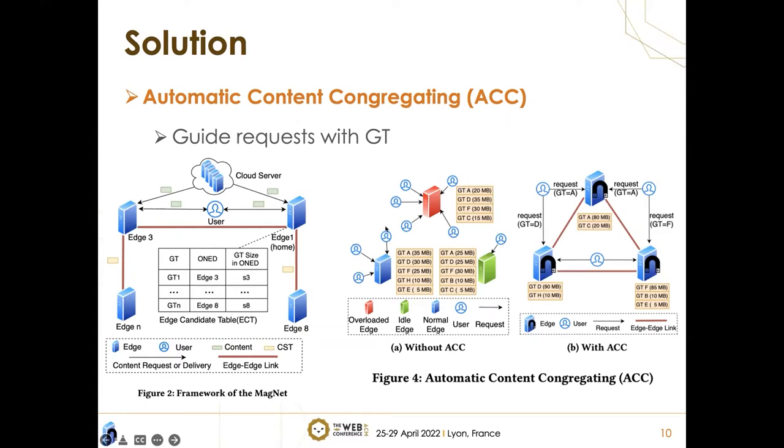So we can say that without ACC, edges cache many different GT contents, like GTA, GTD, and so on, so there is severe duplication. How to solve this is ACC. After working with ACC, each edge has a dominant GT content, for example an edge whose dominant GT is GTA. I will give a detailed example.